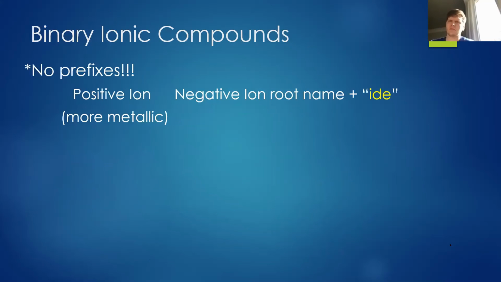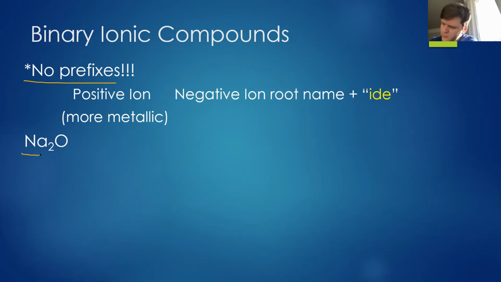All right, so when we name them, first and foremost, no prefixes. It's ionic now, so we're not looking at prefixes at all. No mono, di, tri, any of that. That's only for covalent. So to name these, they're actually a little bit easier to name than covalent because you don't need the prefixes. So you'll notice in the chemical formula, so for this first one, we have Na2O.